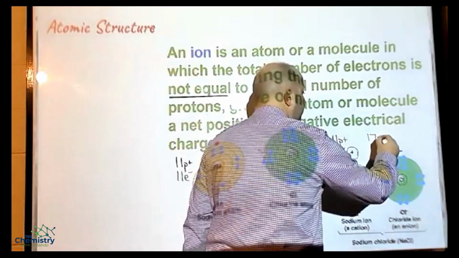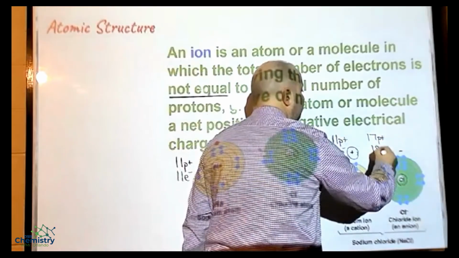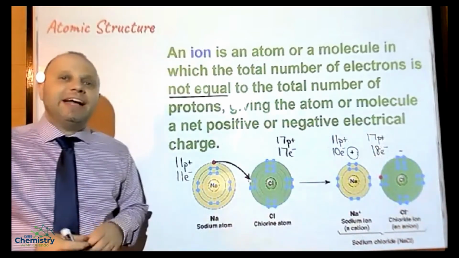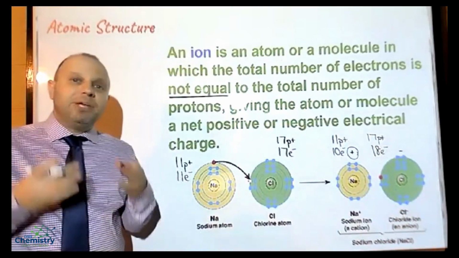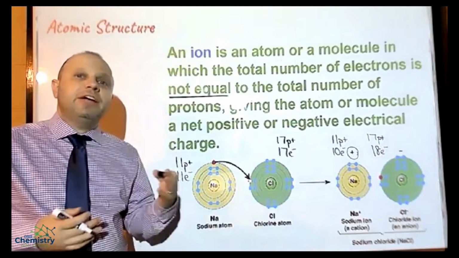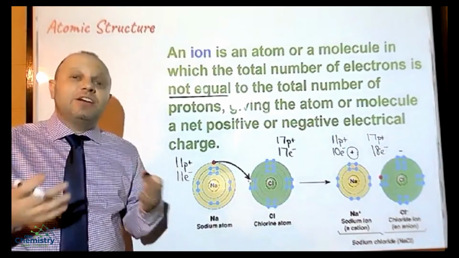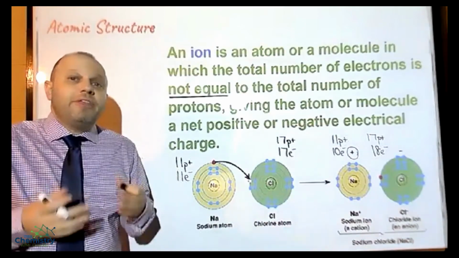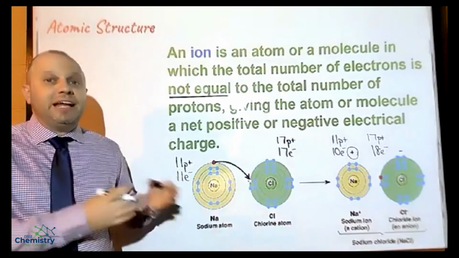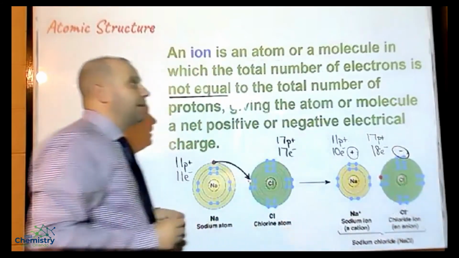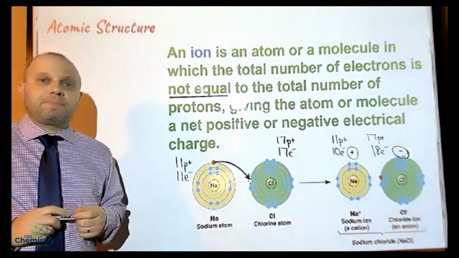And chlorine still has its 17 protons, but now because it gained an electron, it has 18 electrons. And because it has more electrons than it has protons, it has an overall negative charge. The negative charge means it has more of the things that are negatively charged than it has the things that are positively charged. So this winds up with a -1 charge.